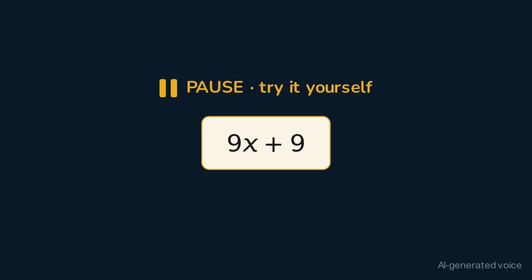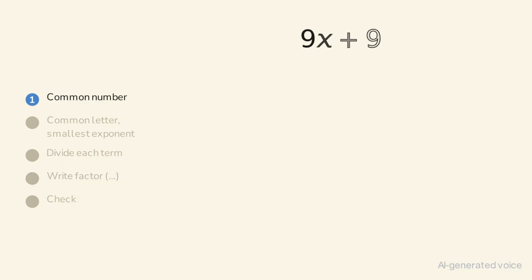Before we move on, try it yourself. Factor 9x plus 9. Watch out for a very common trap. I'll give you a few seconds. Let's look first at the number that repeats. It's 9. It's in 9x, and it's the 9 on the right. So the common factor is 9.